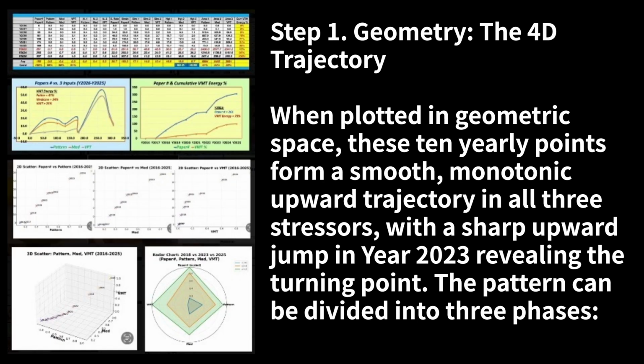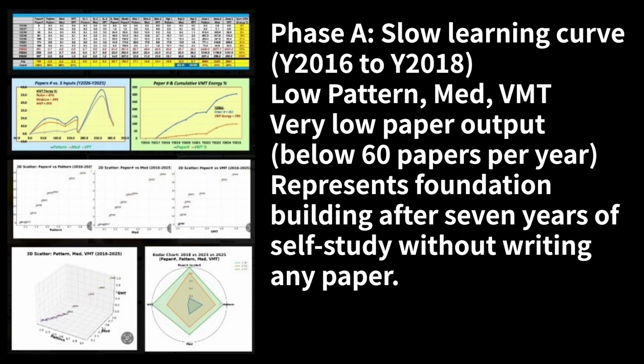Dataset. Step 1. Geometry, the 4D trajectory. When plotted in geometric space, these 10 yearly points form a smooth, monotonic upward trajectory in all 3 stressors, with a sharp upward jump in year 2023 revealing the turning point. The pattern can be divided into 3 phases. Phase A, slow learning curve, Y2016 to Y2018. Low pattern, med, VMT. Very low paper output, below 60 papers per year, represents foundation building after 7 years of self-study, without writing any paper.